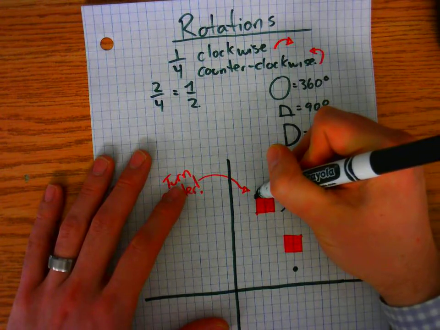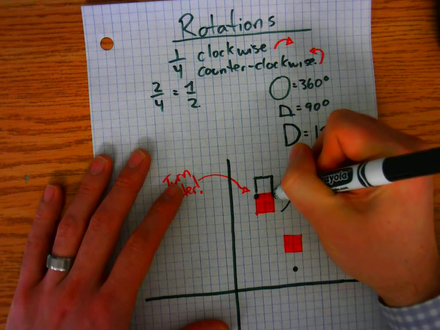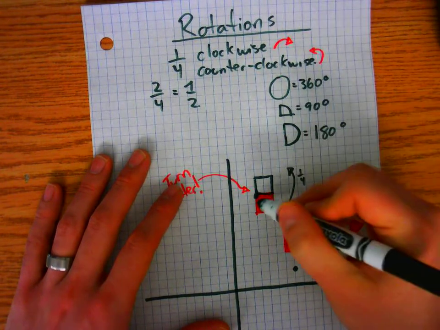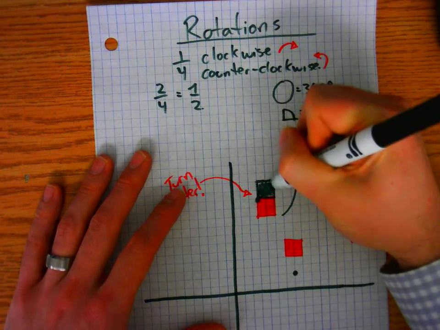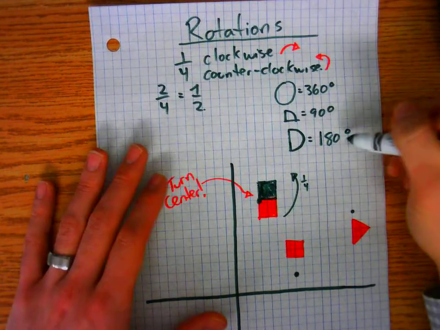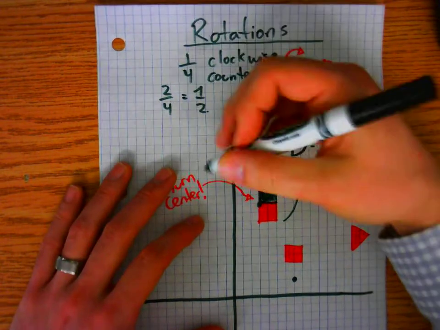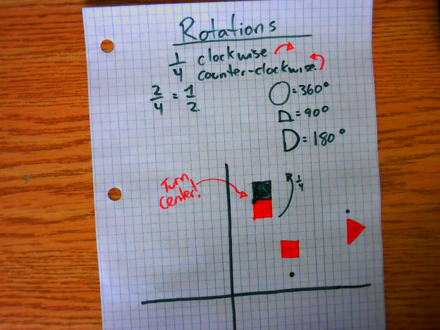So I'm going to draw it right here. The shape of it and size of it does not change. I'm going to draw it in its new spot just like that. It's still connected to the turn center like this. Now imagine if I told you to turn it halfway, or 2 out of 4, or even turn it 180 degrees. Well, it's going to turn over to this side over here. Let me get a different color so you can see it. I'll do this one in blue.